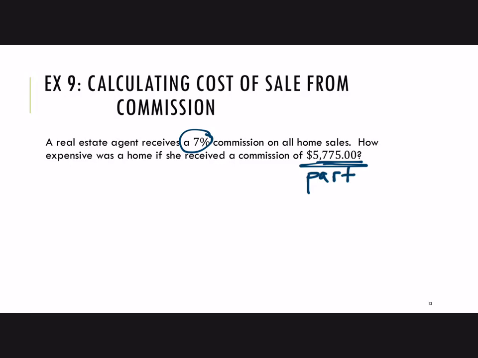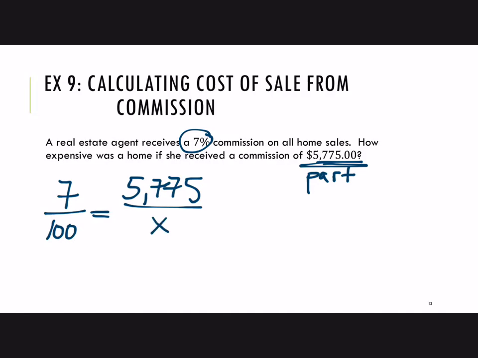Okay, so as a proportion, we would have 7 over 100 equals, and then I know the part, 5,775. And then what I don't know is the total, the 100% of the home's price. Okay, as an equation, I know that 7% of however much the house cost equals $5,775.